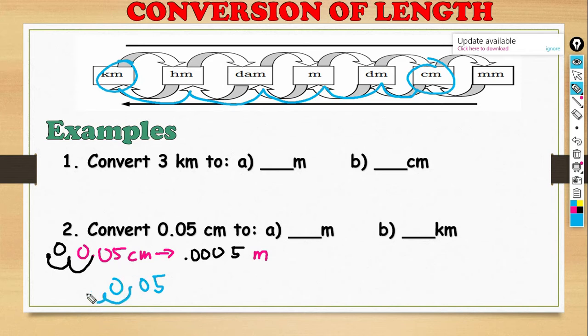Let's go. So, 1, 2, 3, 4, and 5. So, mag-stop yung decimal point dito. And maglagay tayo ng 0. Yan. So, ilan yan? We have here the answer is 0.000005. So, madaming 0. Okay, tama? And that's how we can convert metric to metric unit of measure.